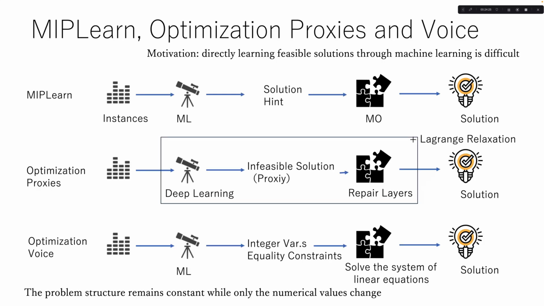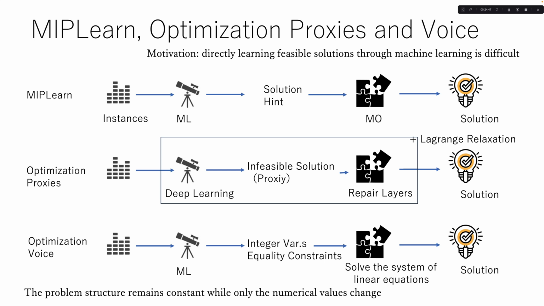Here is a schematic representation of the 3 approaches: MIP Learn, optimization proxies, and the voice of optimization. All of these methods share a common challenge: directly learning feasible solutions through machine learning is difficult. As a result, each method involves learning some form of surrogate information, from which the solution can be derived.